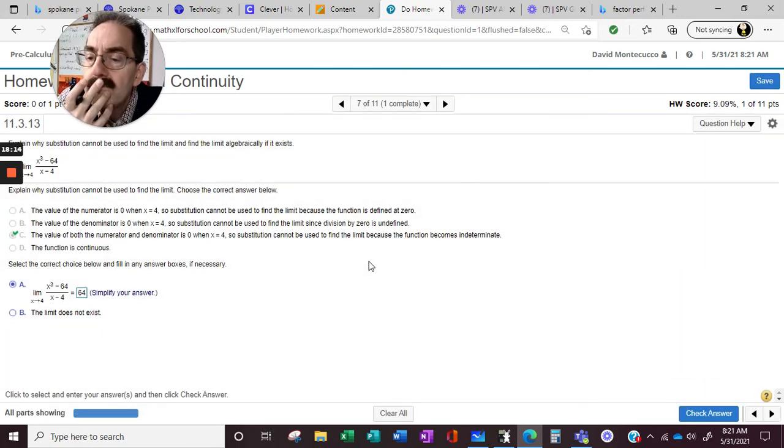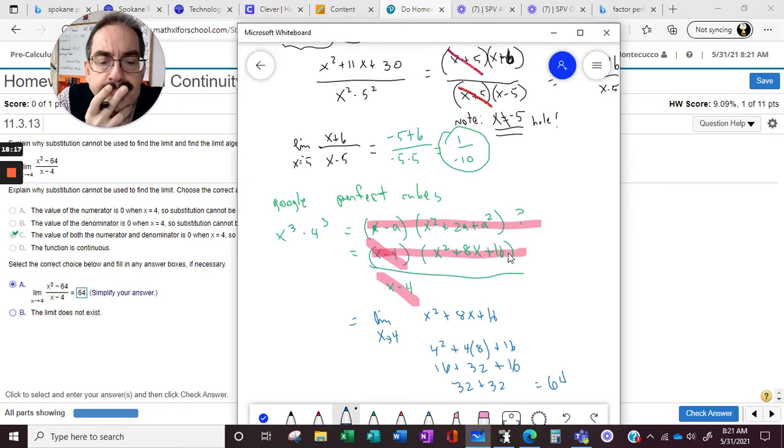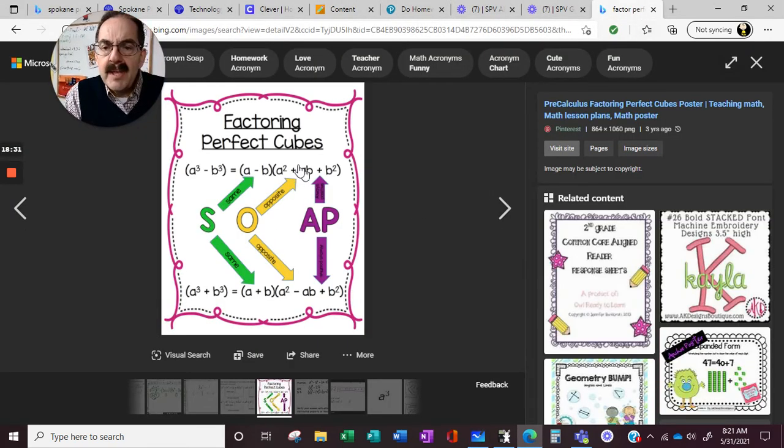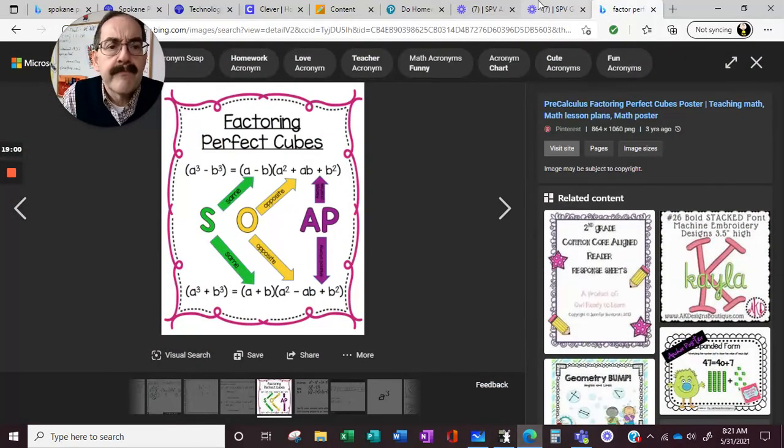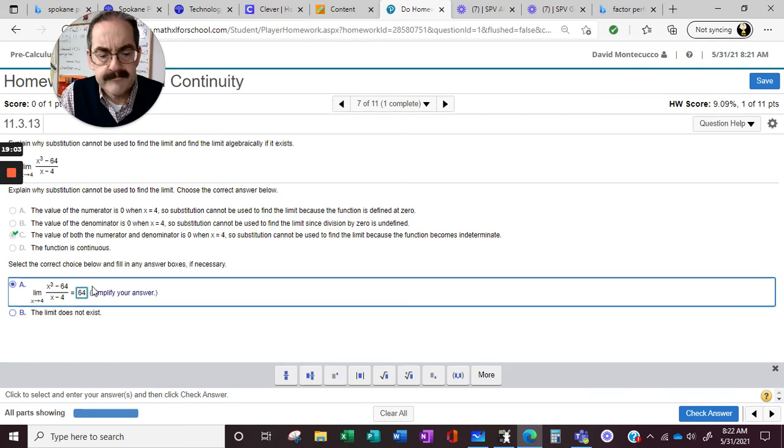Okay, so now 4. This is 4x, isn't it? Perfect squares. AB. 4. I messed up. A, X, 4X, 4, 4, 16, 32 and 16, 48. See, I didn't remember it either.